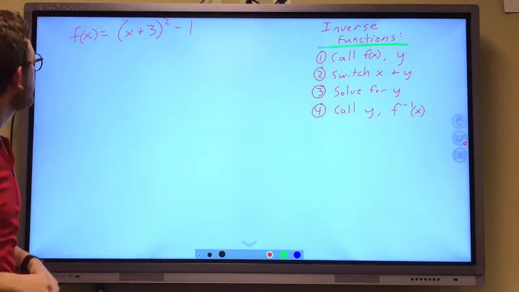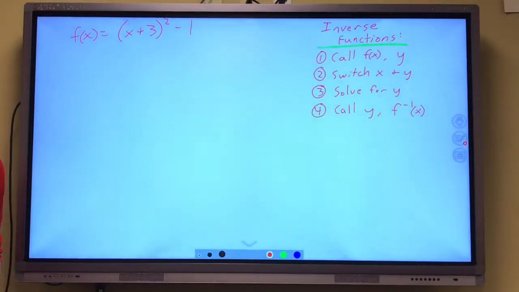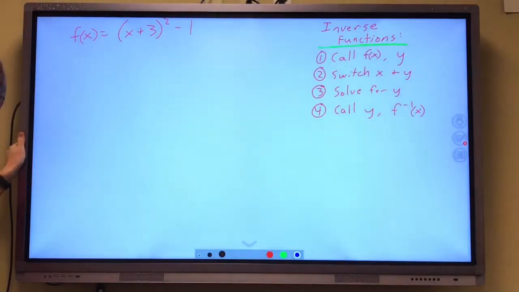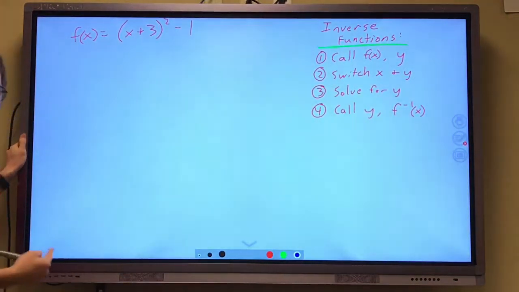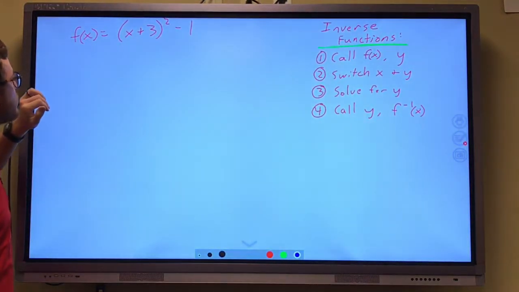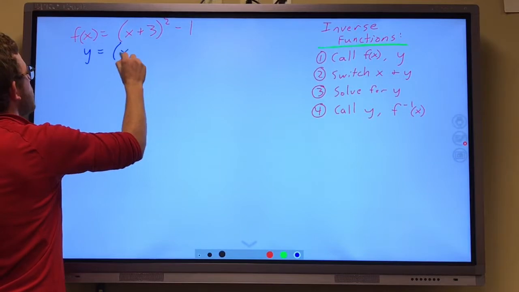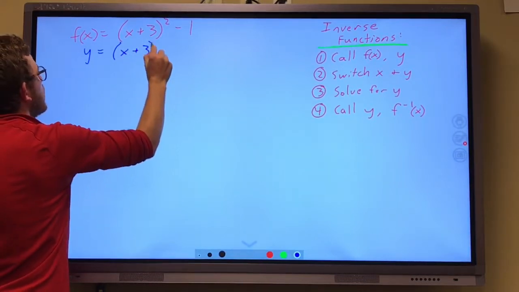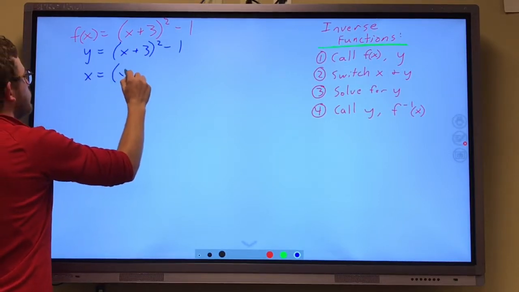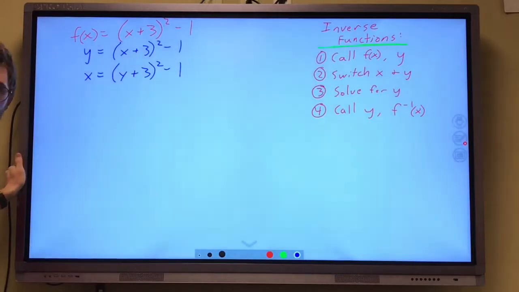All right, let's imagine we have, well, not even imagine, we have f of x equals x plus 3 squared minus 1. If we want to find the inverse of this, all of our steps remain the same. The only thing different is when we solve for y, we have different steps because this is a different situation for us here. So we're going to call f of x y. We switch our x and our y.